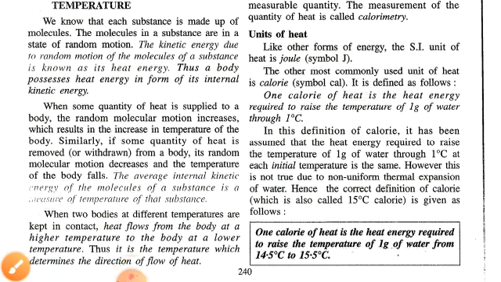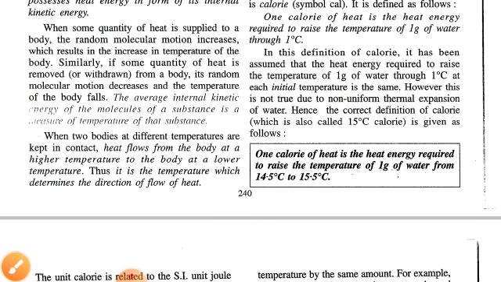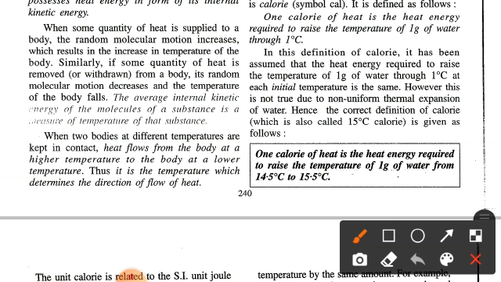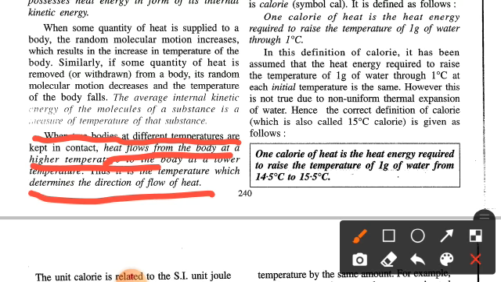When two bodies at different temperatures are kept in contact, you can see here, suppose the first body is at a lower temperature and the other body which you kept in contact with the first body is at a higher temperature, then what will happen? Heat flows from the body at a higher temperature to the body at a lower temperature. Fine. This is the temperature which determines the direction of flow of heat. I hope it is clear.